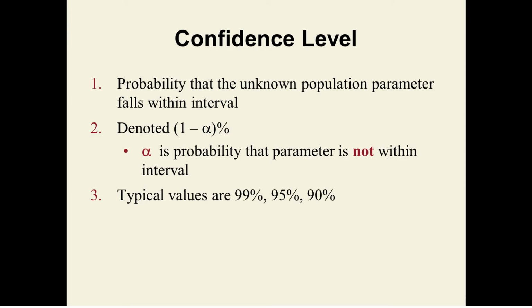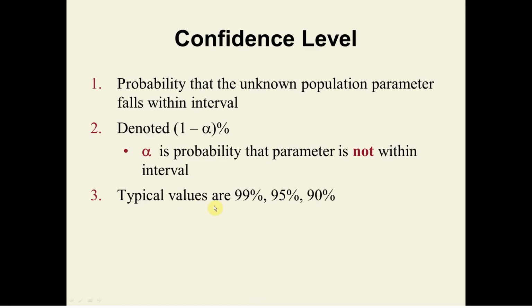The confidence level we denote by 1 minus alpha percent. It's kind of curious that we say 1 minus alpha percent, because alpha is what we call the level of significance. Alpha is the probability that the parameter is not within the interval. So in the case we were talking about before, with 95% confidence, the population mean lies between 50 and 70, alpha is 5%. That means that 5% of the time, it's not going to be between 50 and 70; 95% of the time, it is. So that's 1 minus alpha, 1 minus 5%, 95%. If I take 1 minus 95%, I get alpha, which is 5%. They're kind of opposites of each other.